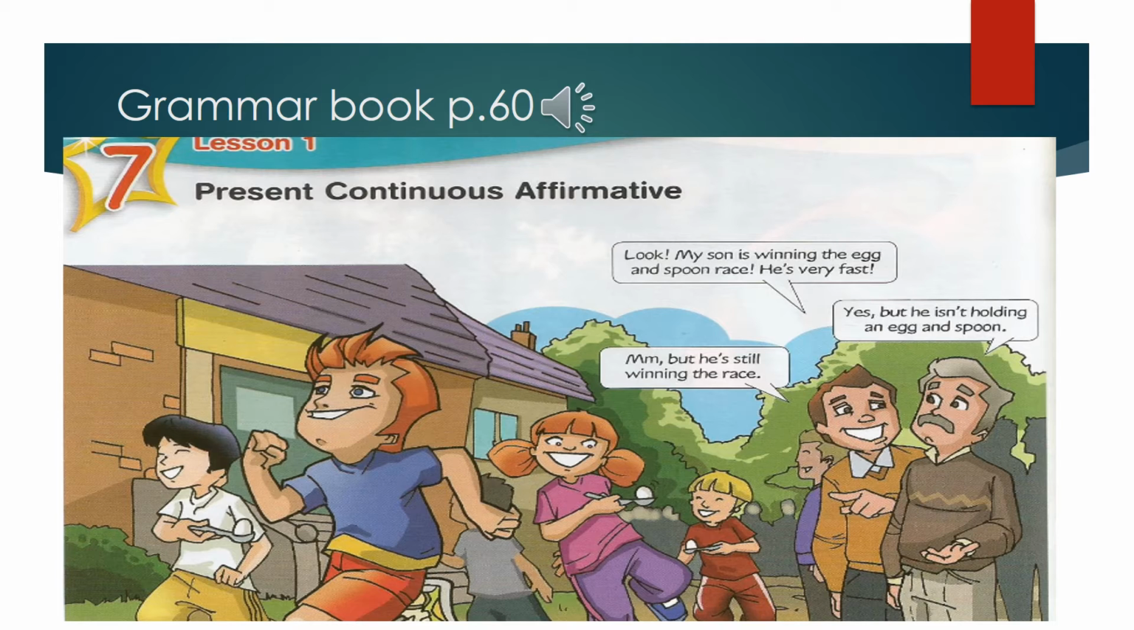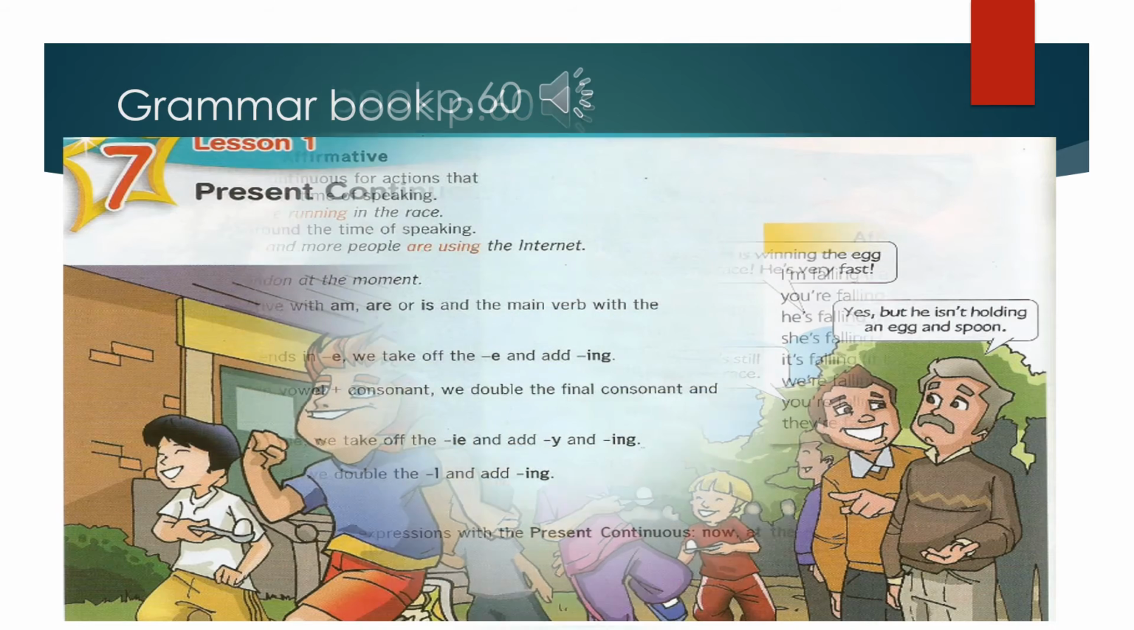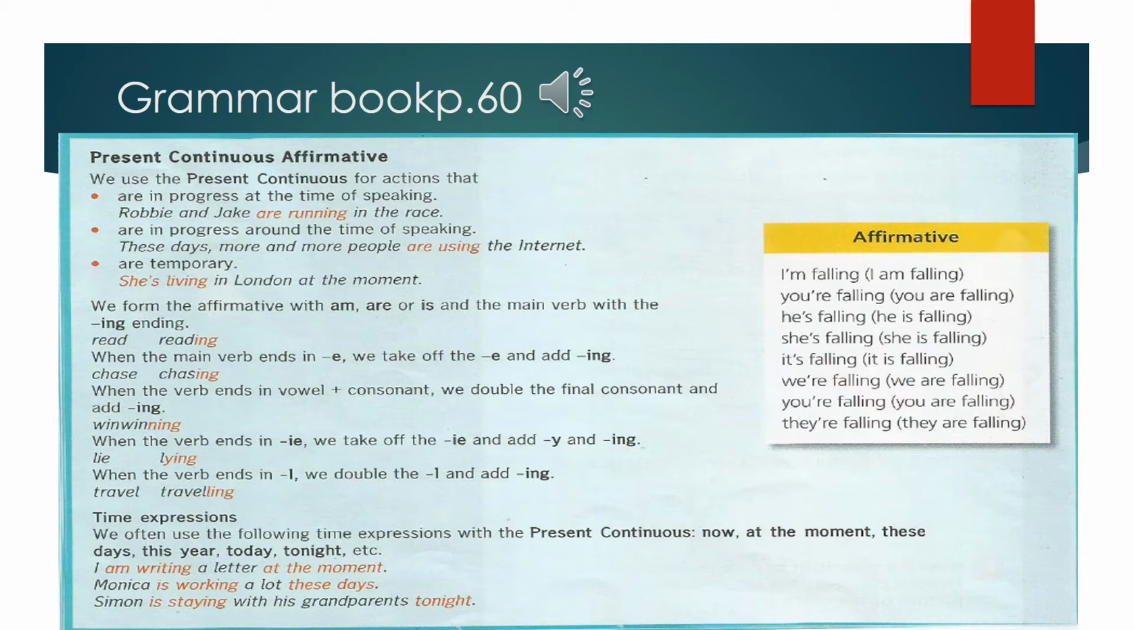Look at another one. Yes, but he isn't holding an egg and a spoon. He is winning, but he isn't holding an egg or a spoon. Okay, let's read this. In the grammar book, page 60, present continuous affirmative, we use the present continuous for actions that are in progress at the time of speaking. Robbie and Jake are running in their race. Are in progress around the time of speaking: these days, more and more people are using the internet. Are temporary: she is living in London at the moment.